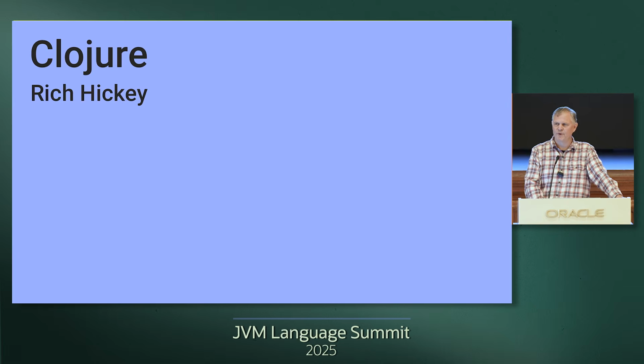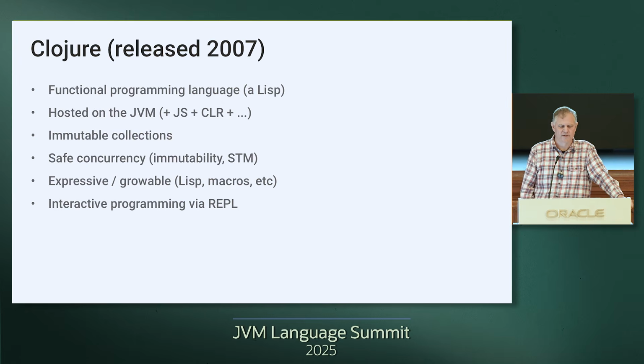So Clojure, how many people here have written a program in Clojure? A few. Okay, how many people have heard of Clojure or seen Clojure? Okay, good. I'll take that. So Clojure was created by Rich Hickey, and it came out in 2007. It's a functional programming language, essentially a Lisp, hosted on the JVM. There are also dialects of it that run on JavaScript and on the CLR and on a variety of other things. It uses immutable collections.